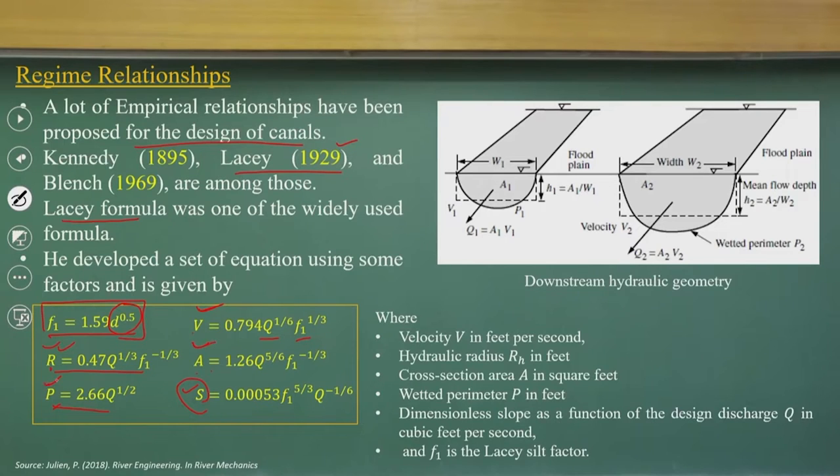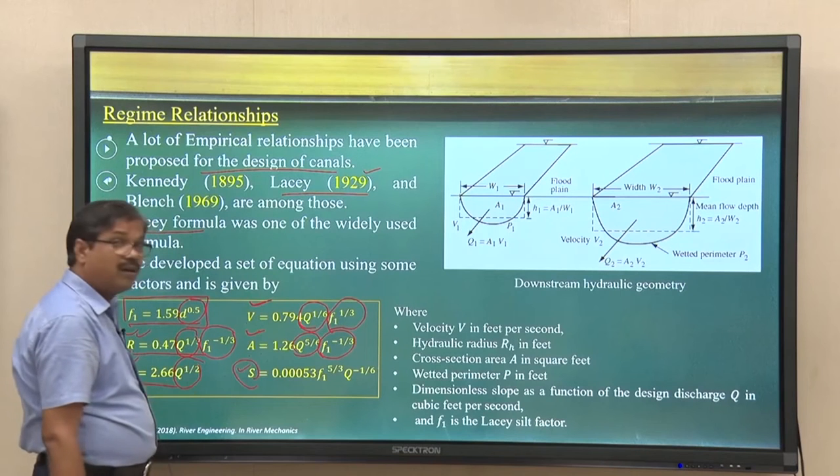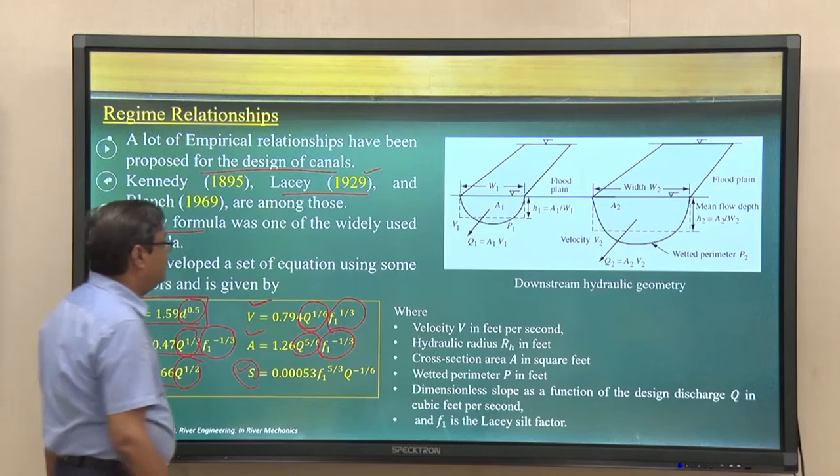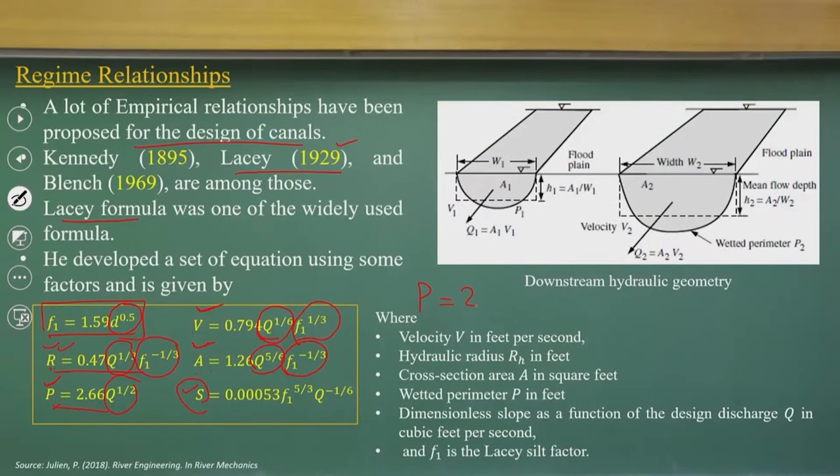So, just look at the velocity: for equilibrium channels it depends on Q as a power relationship with 1/6, and there are F1 factors, which is 1/3. In the same way, the hydraulic radius has its coefficients. Most of the coefficients are simplified in terms of 1/6, 1/3, 5/3 or 1/2. The perimeter is representing Q to the power half. It is just too easy to remember. P is equal to 2.66 Q to the power half.